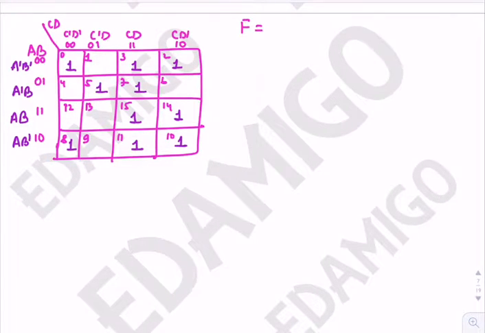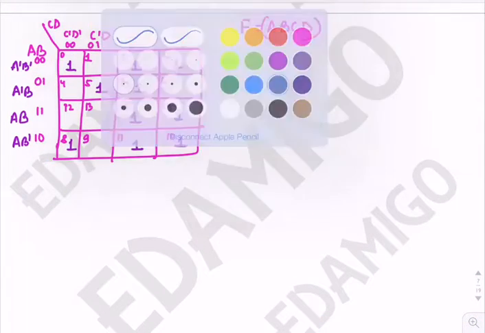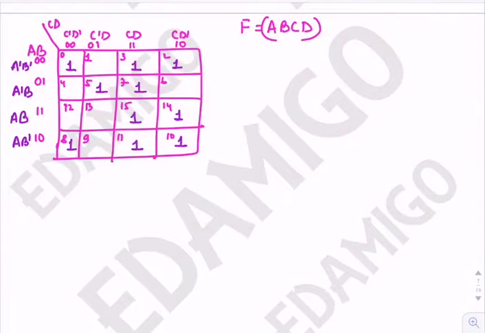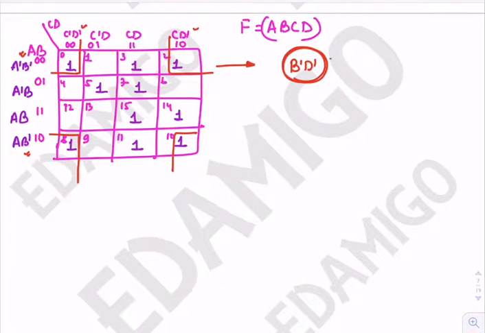This is the function f of A B C D. Okay, now we have to find the prime implicants and the essential prime implicants. So first of all, we will mark the possible prime implicants. The first one is this red, combining all the squares at the corners. In these squares, b bar is common and d bar is common, so it is b bar d bar, the red one. This is the first prime implicant.